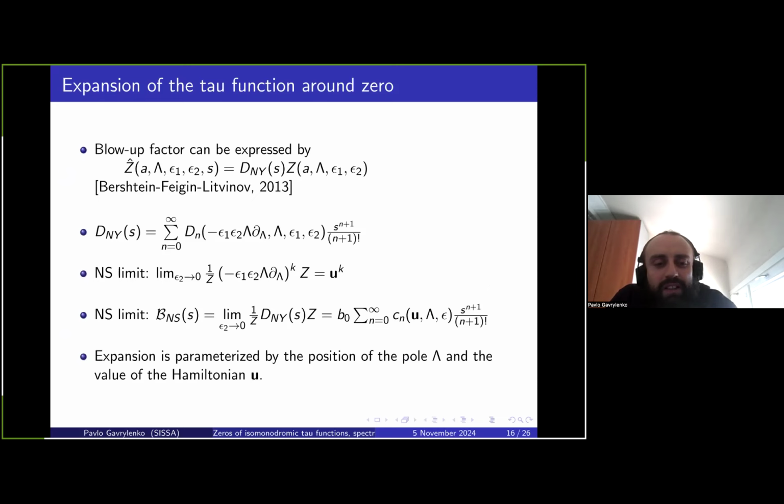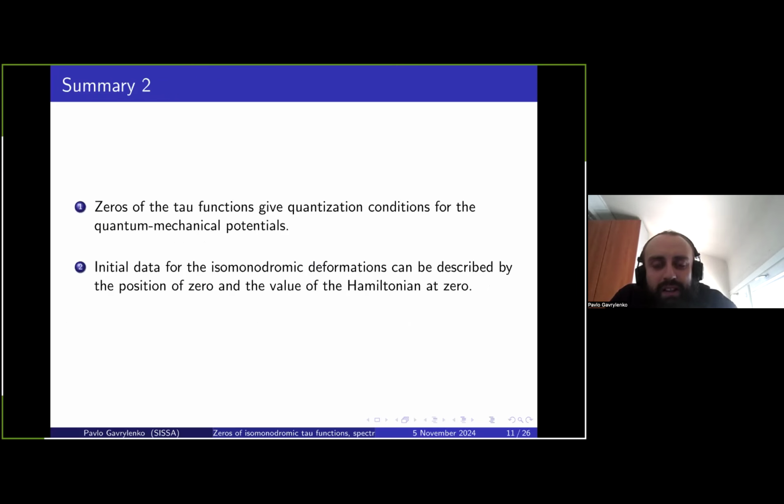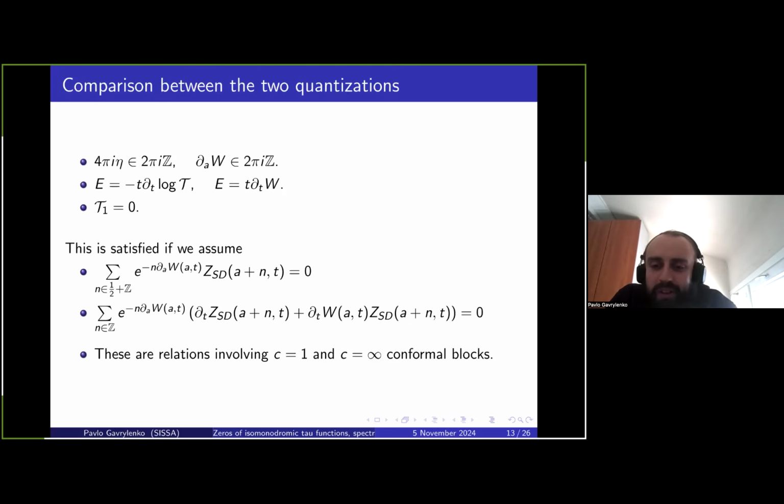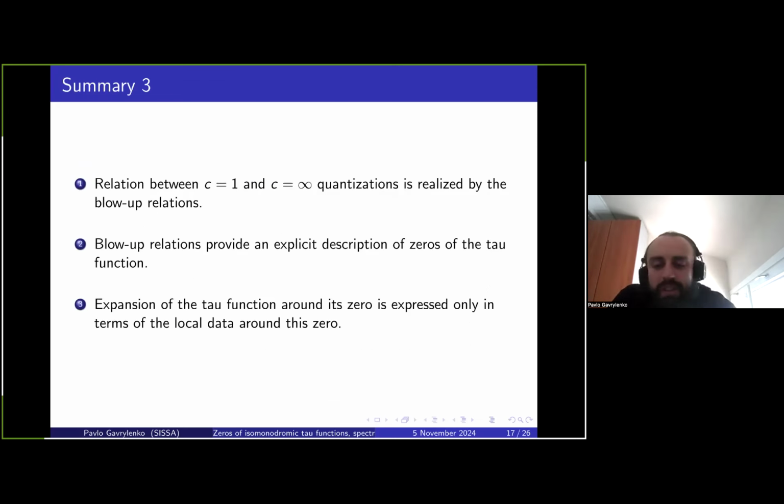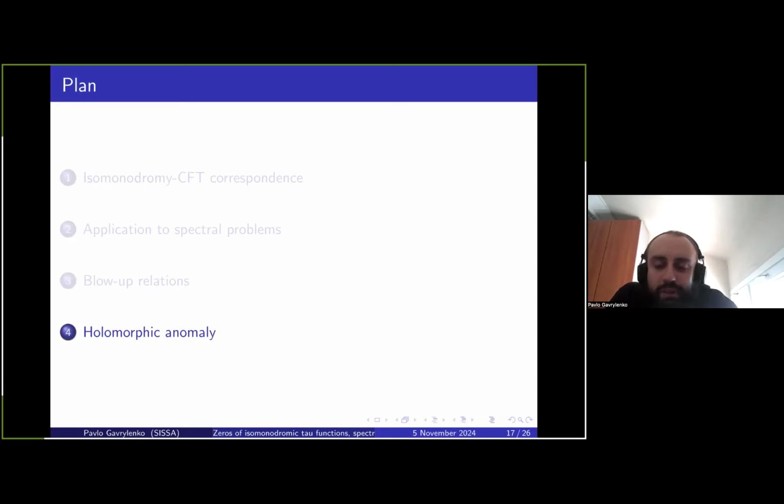So we actually had this statement in the previous part, but we could also see it from this different point of view. So, are there any questions about this? Okay, now let's go to the last part.